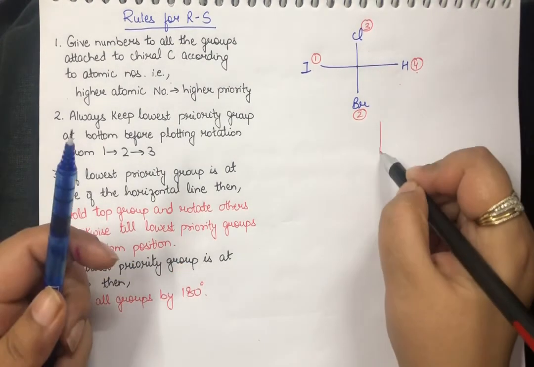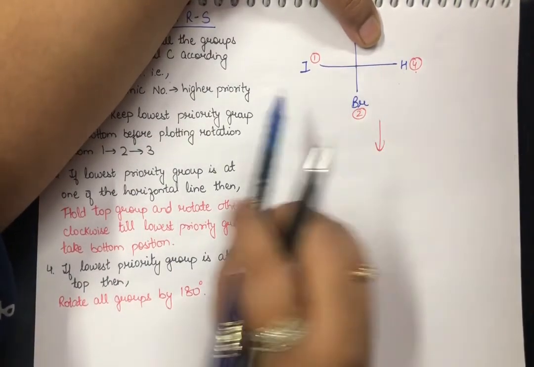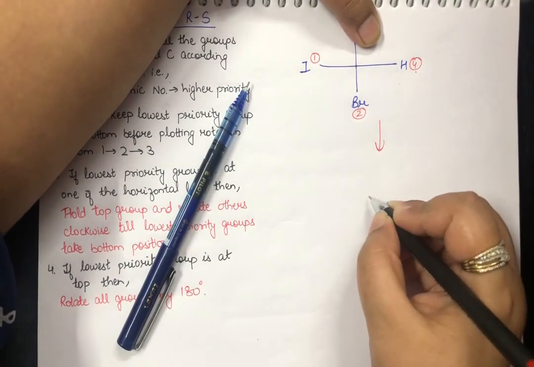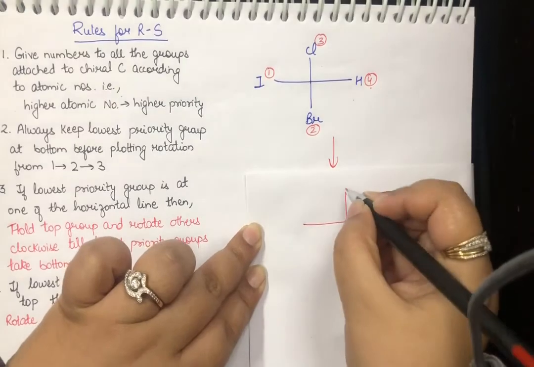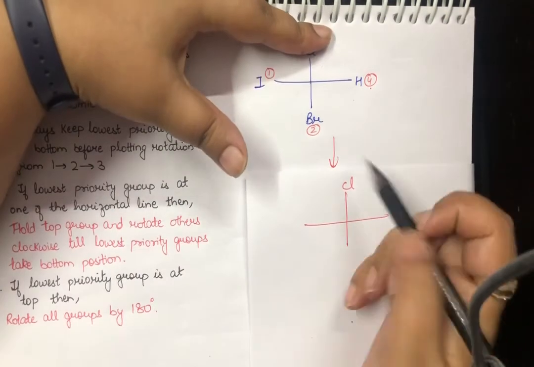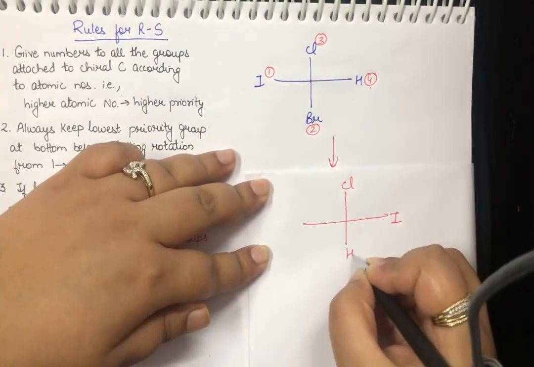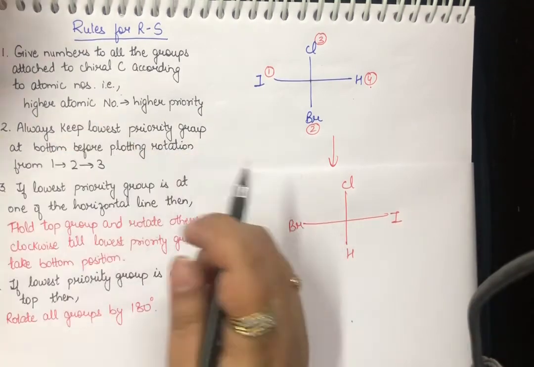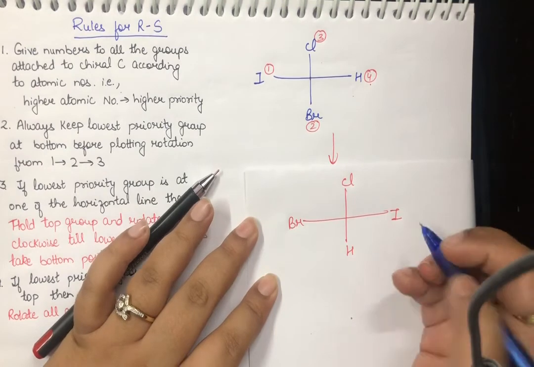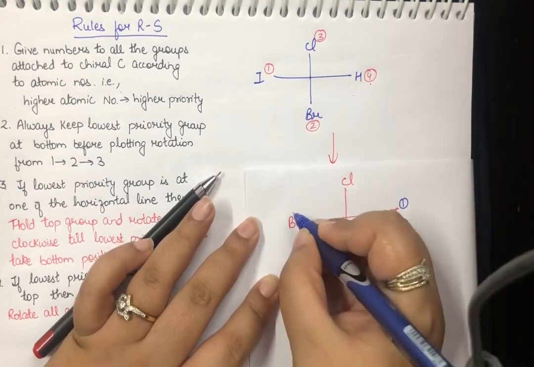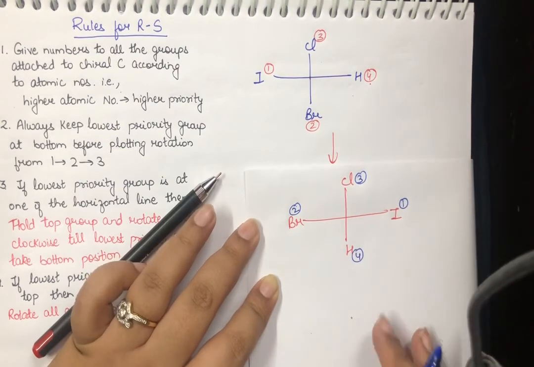So what I'm going to do here is hold it like this, and move the others in a clockwise direction till all of them attain a position wherein the hydrogen gets the lowest. So if I hold chlorine here only and rotate all of them clockwise, my iodine will come here, hydrogen will come here, and bromine will come here. So the priority order will remain the same as per the atomic numbers. So iodine will have first position, bromine will have second, chlorine will have third, and hydrogen will have fourth.